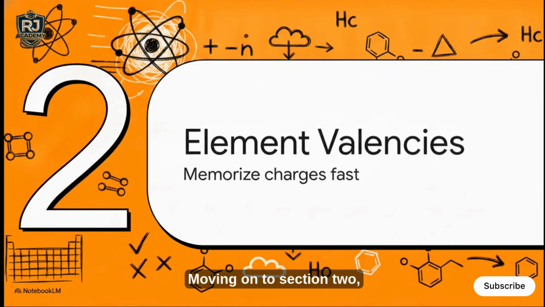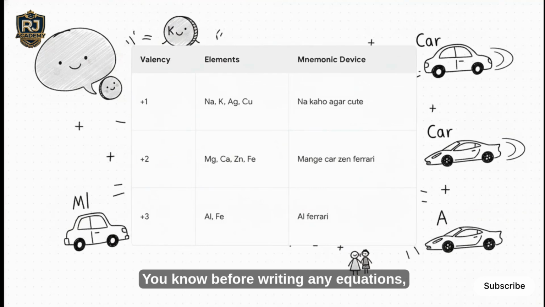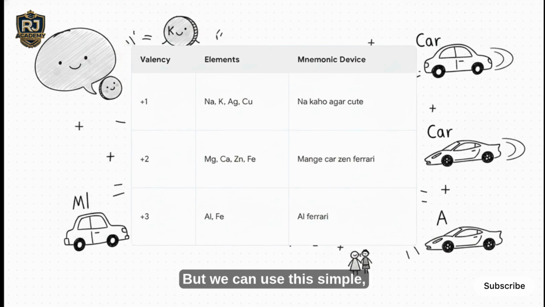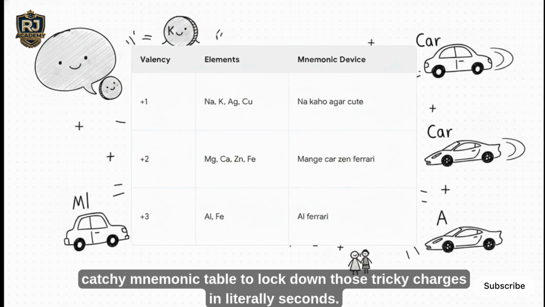Moving on to Section 2. Master element valencies fast. You know, before writing any equations, you absolutely have to know your element valencies, and this is where so many students lose easy marks. But we can use this simple, catchy mnemonic table to lock down those tricky charges in literally seconds.